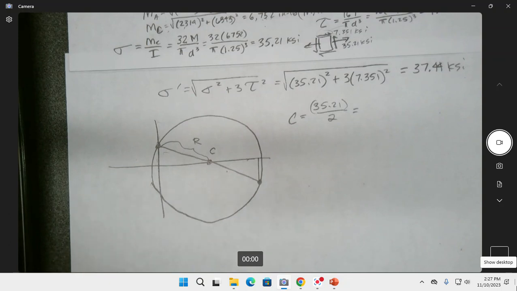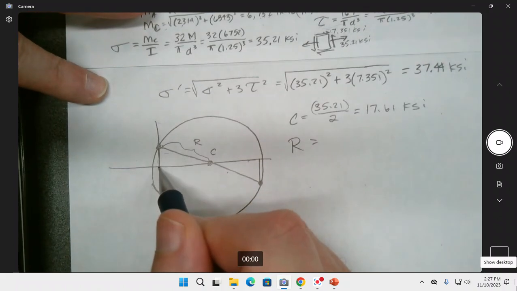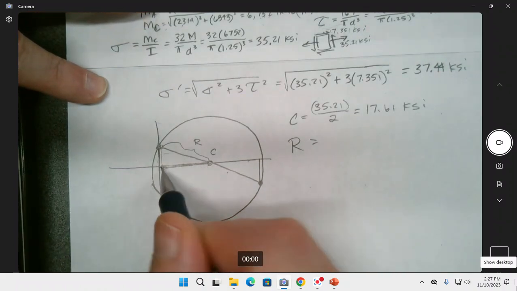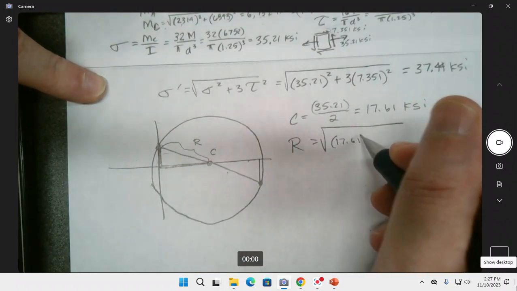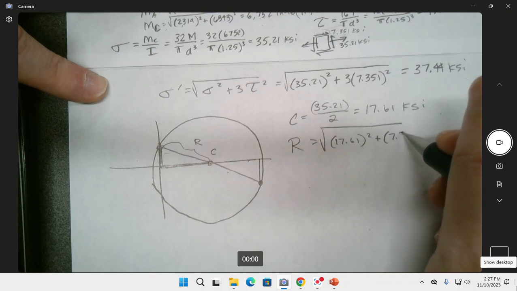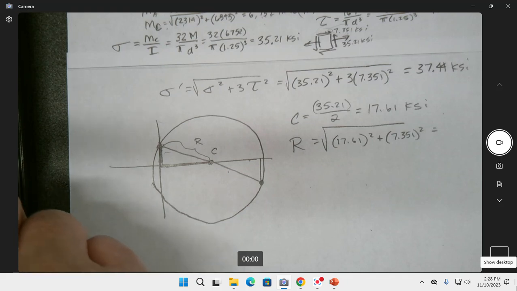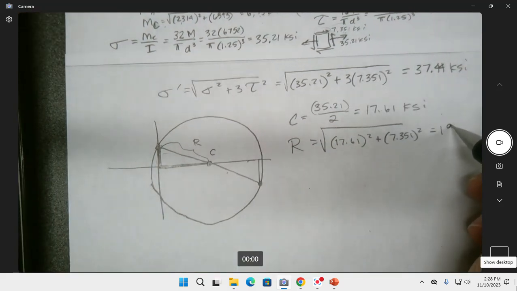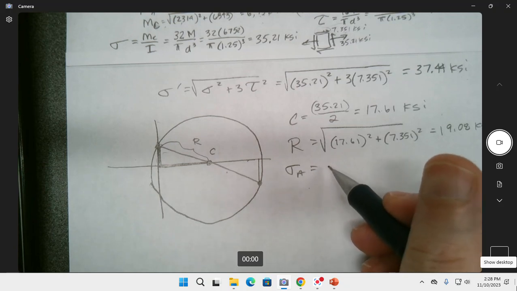So 35.21 divided by 2, 17.61. And the radius of this one is going to be that leg squared plus this leg squared. So that leg is 17.61, and this leg is 7.351. Why did I do that one? I don't know. Maybe 19.08. So sigma A is C plus R.